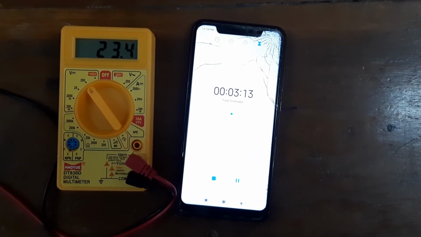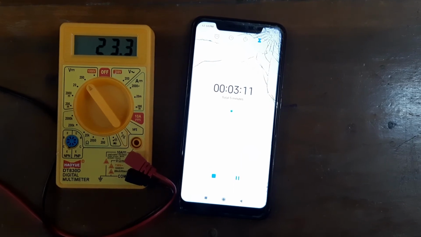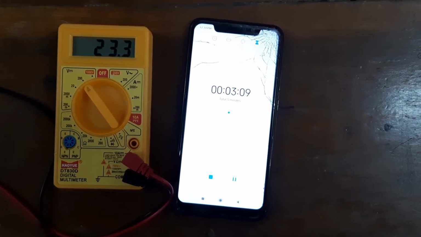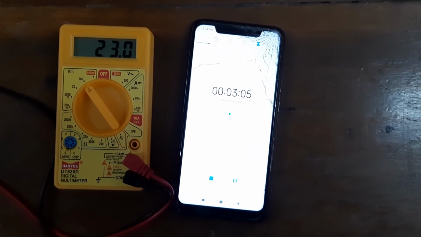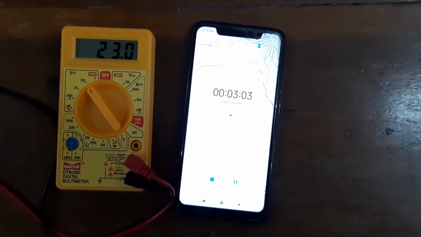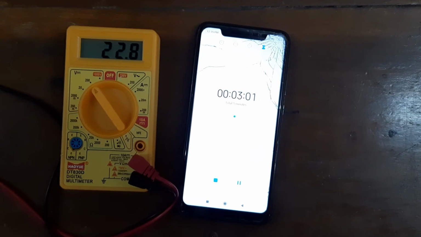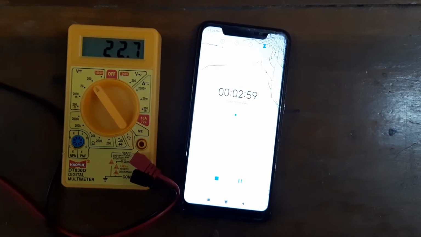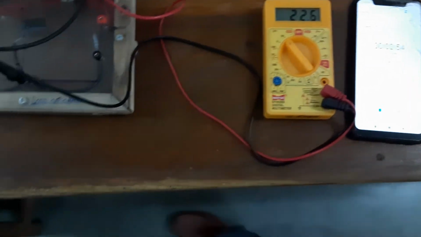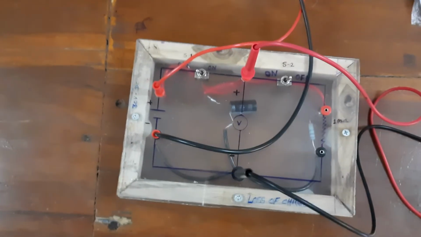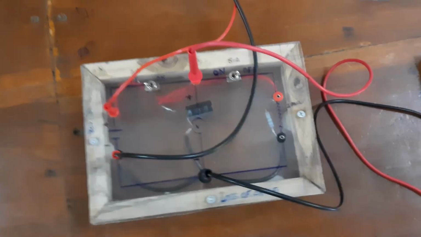So at 3 minutes, the voltage across the capacitor is 22.8 volts. So in this manner, we have to take 10 sets of observations after every 60 seconds.